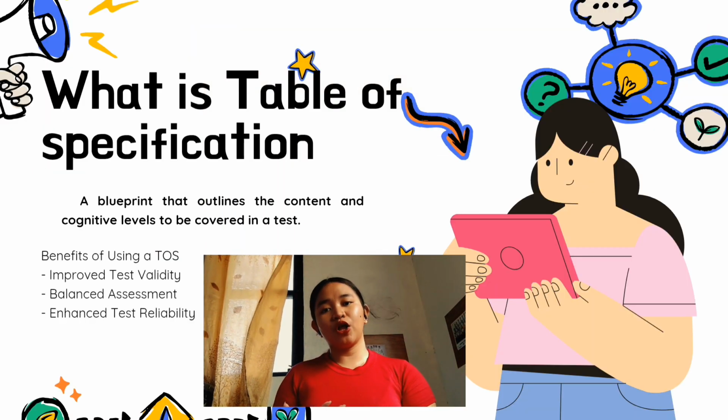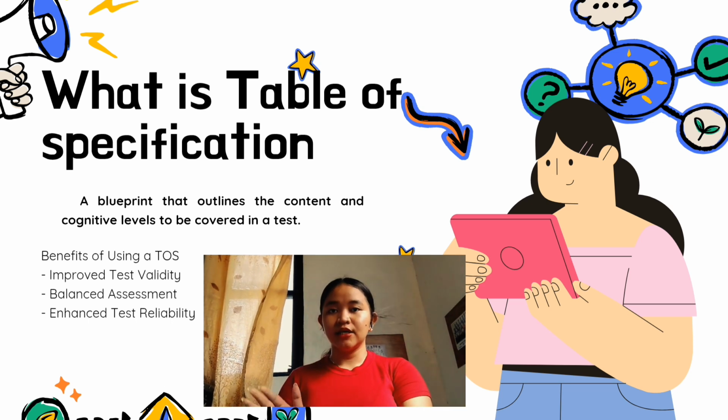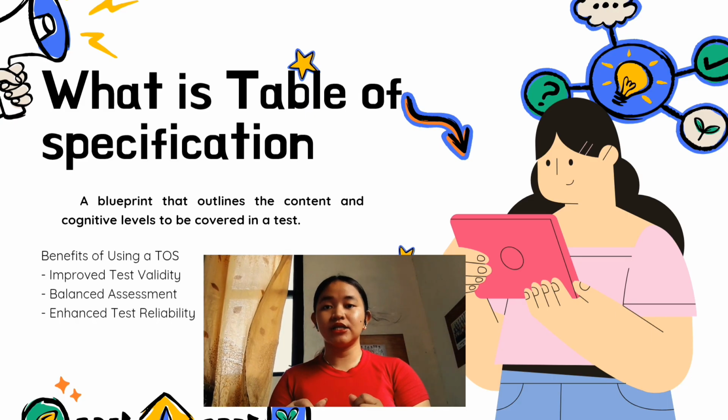What is table of specification? Ano nga ba ang meaning or definition nito ng TOS? It is a blueprint that outlines the content and cognitive levels to be covered in tests. And the purpose of this is to ensure the test measures what it is intended to measure and aligns with learning objectives.